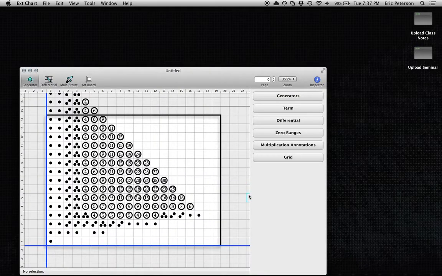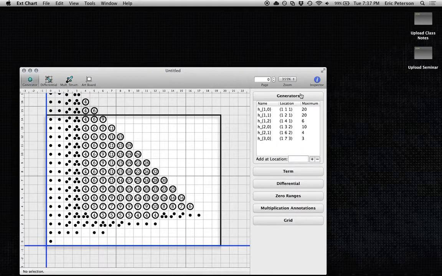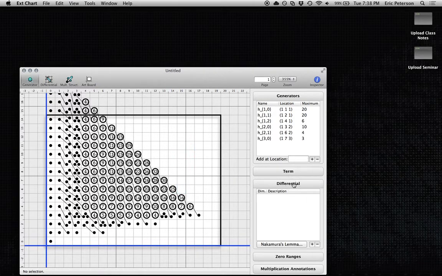What the program first shows you is just the E1 page of the May spectral sequence. So you can see that it introduces the correct generators, h0, h1, h2, and then h20, h21, h30. It also selects maximums to truncate along this diagonal line. And more than that, it also understands the structure of the d1 differential. So all of these things are built in.